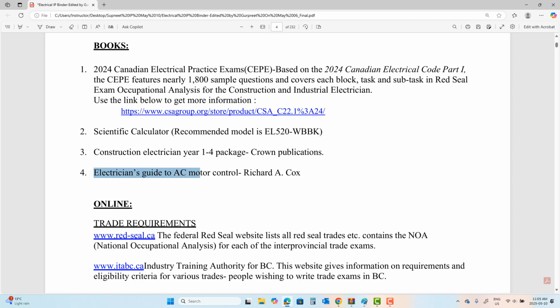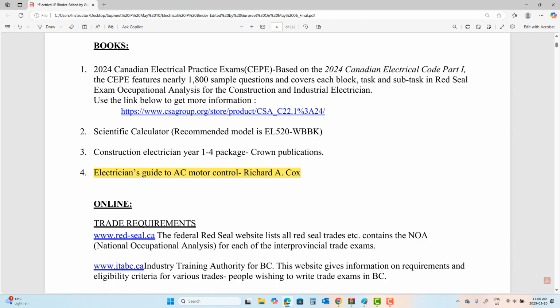Right here, Electrician's Guide to AC Motor Control in your binder. When I did my exam 20 years ago, it was only $28. I've been told by my students it's like $60 on Amazon. If you don't want to spend $60, borrow it from the library, but you have to have this book. You have to read this book. It's an excellent book to read. It's a skinny book. You could read 20 pages a day and get this whole book done because it will clarify the concept of motor control.